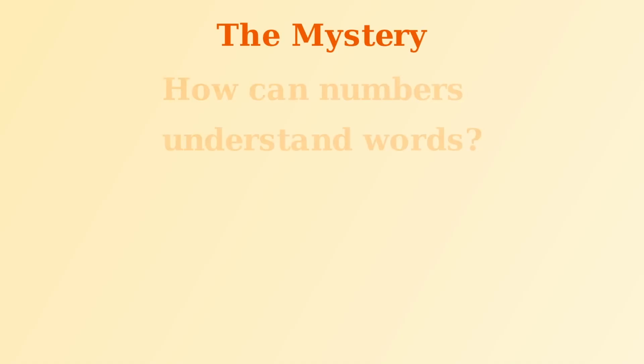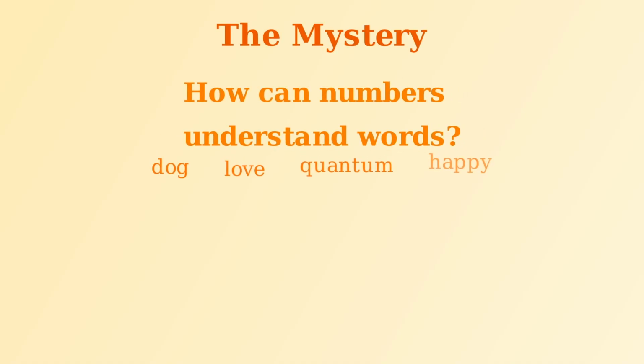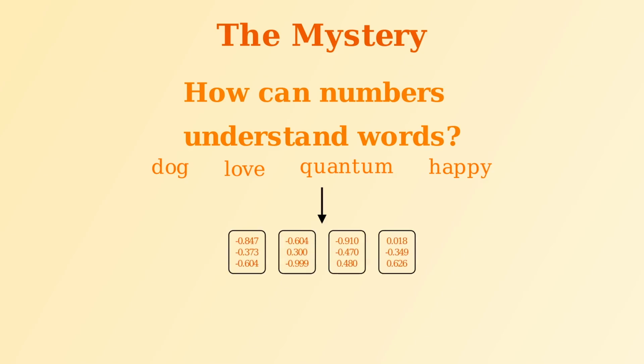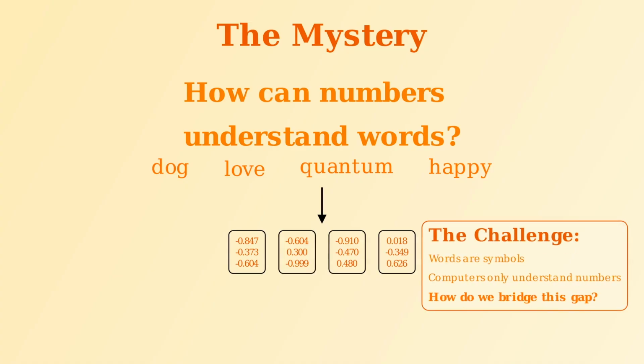Let's start with a fundamental question. How can numbers understand words? Words are symbols, abstract concepts created by humans. Computers only understand numbers. So how does artificial intelligence work with language? How does it know that dog relates to puppy, or that happy is the opposite of sad?